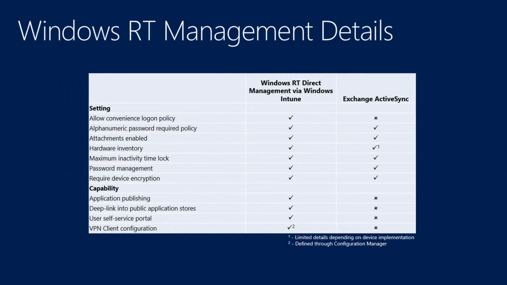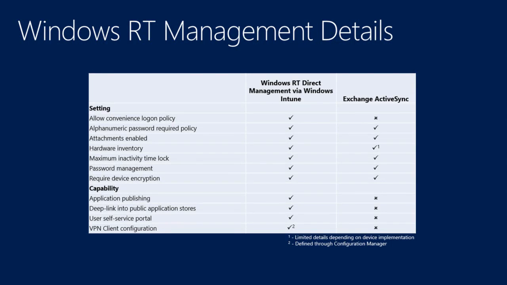From a management perspective, there are a variety of settings that we can do that are going to be the same between Exchange ActiveSync and Windows Intune. When we get to 8.1, this list isn't going to fit on a slide anymore because there'll be many more settings that can be configured and controlled through the MDM agent that's included in the box. So for right now, the main difference is related to the additional capabilities.